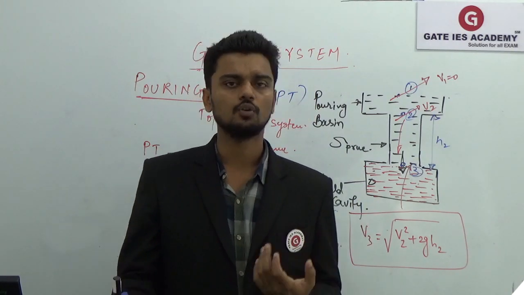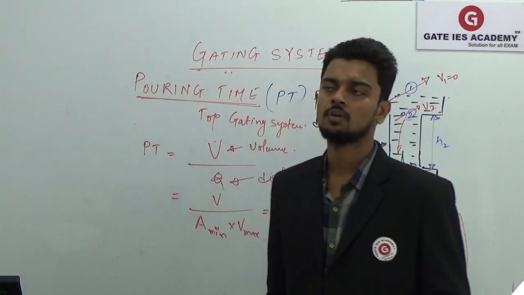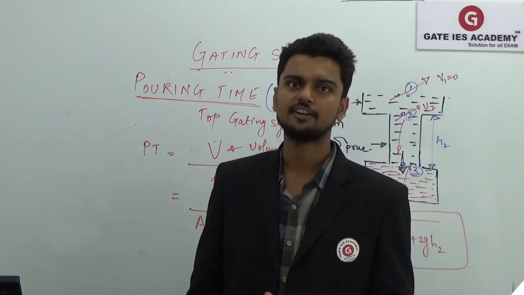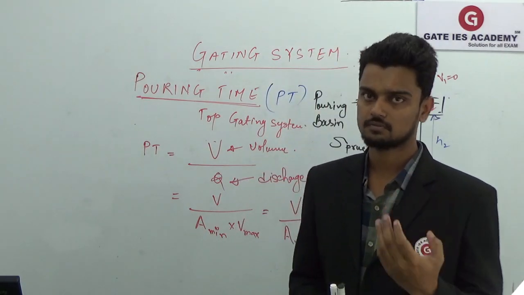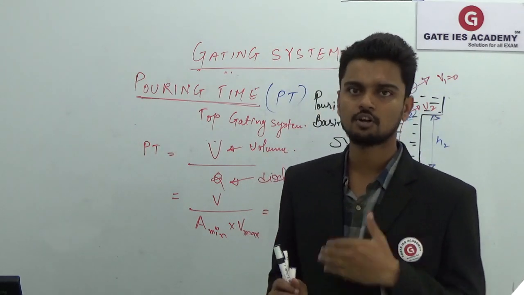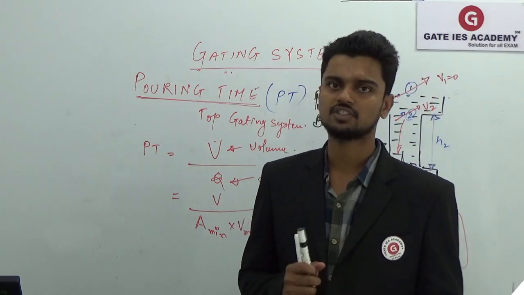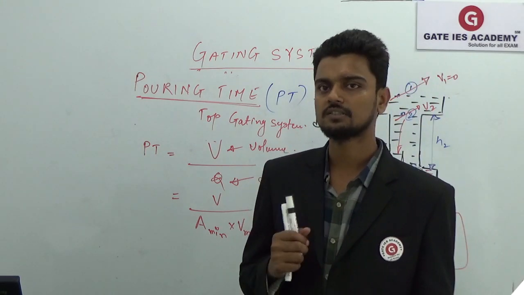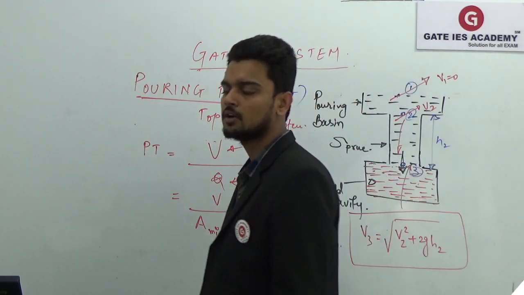Or in GATE what they do is they will give you the cross-sectional area at the exit of the sprue, and they will give you the height of the pouring basin or height of the sprue. If we know the velocity at the entry of the sprue, we can find out the velocity at the exit. We know the cross-sectional area, we can find out discharge. Once we know the discharge and volume of the casting, we can find out the pouring time in the top gating system.